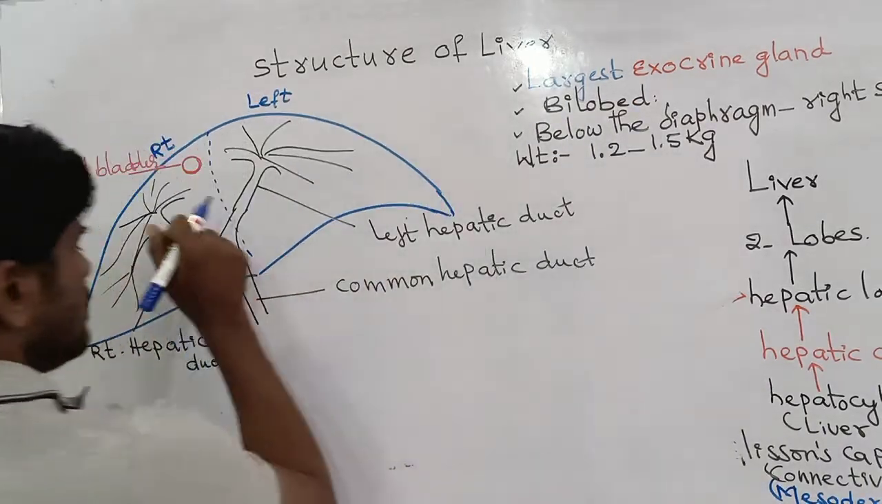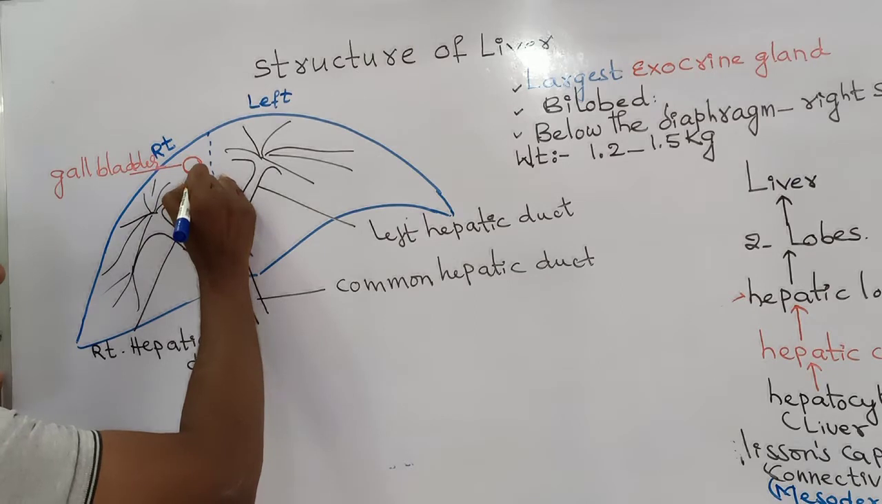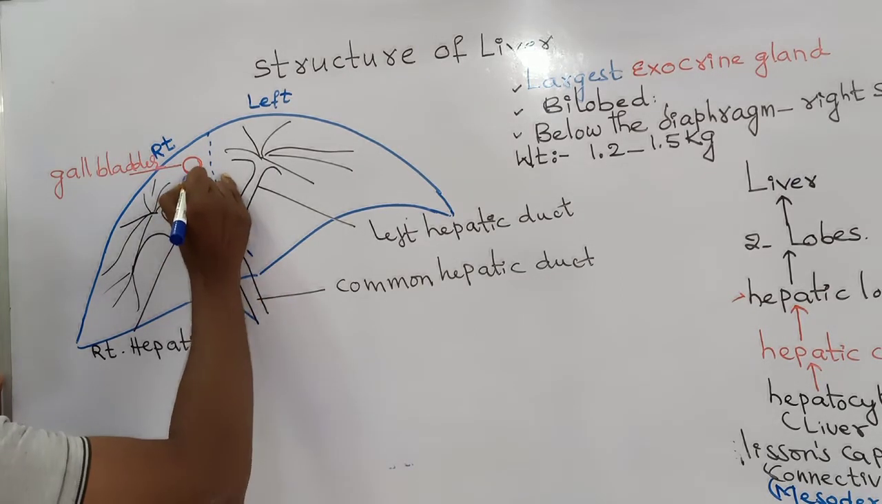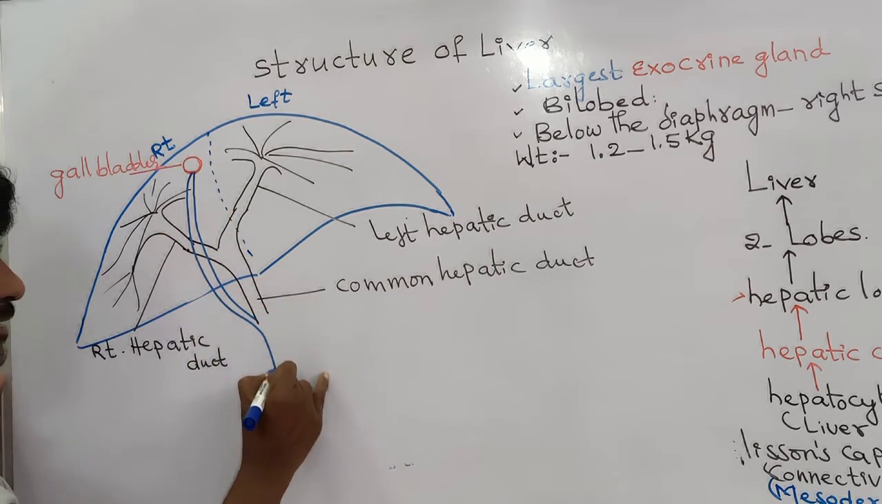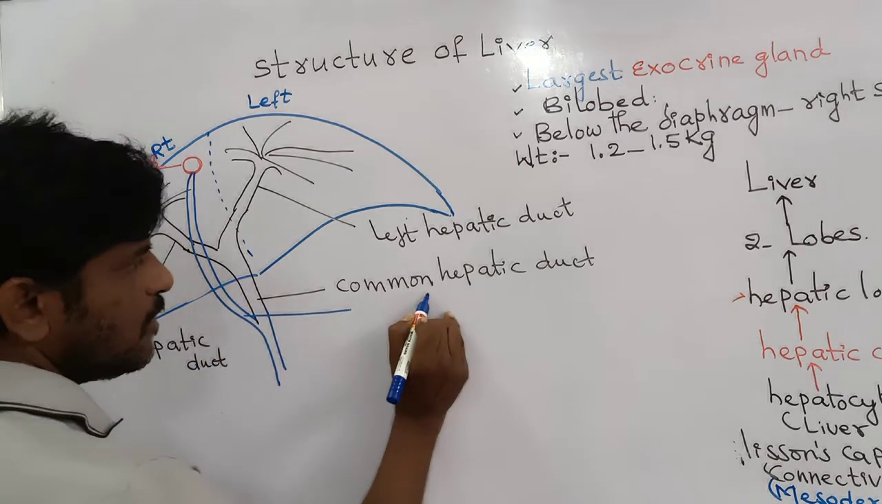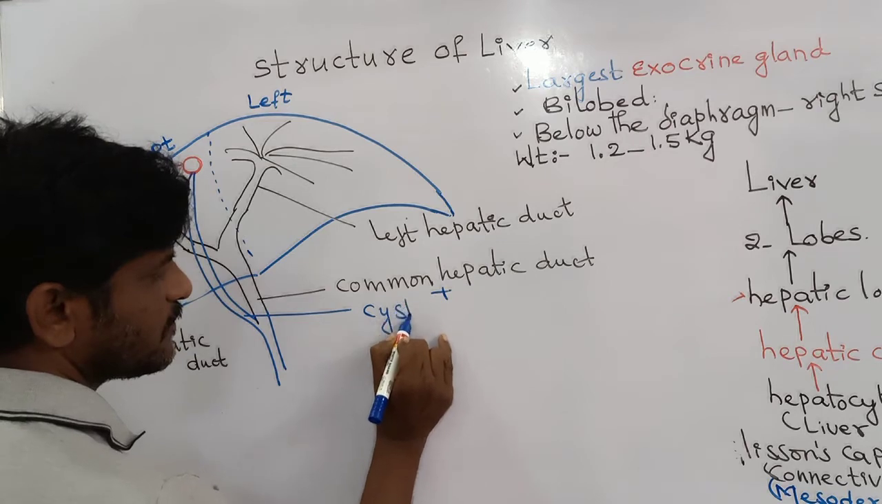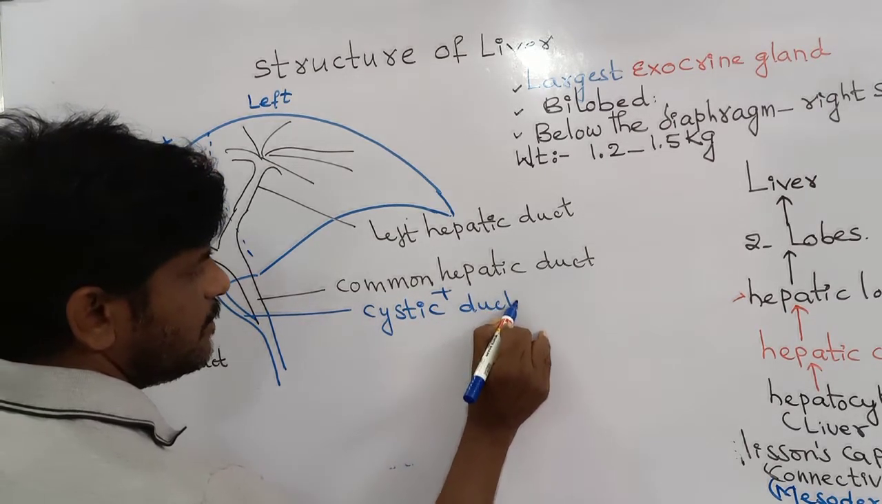Therefore, this is the gallbladder. The duct that comes from the gallbladder is called the cystic duct. This is the cystic duct, which comes from the gallbladder. Common hepatic duct plus the cystic duct.